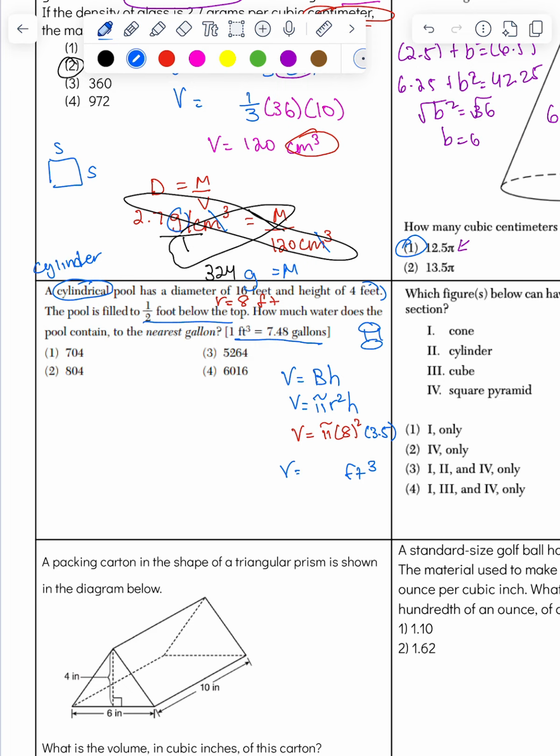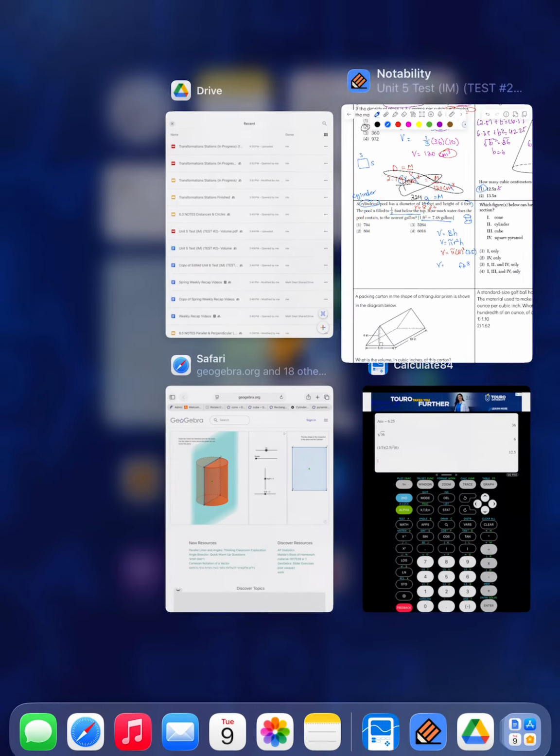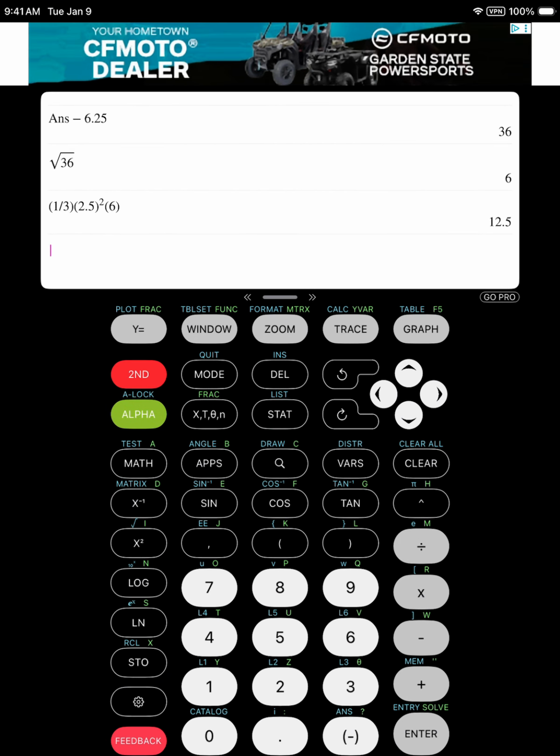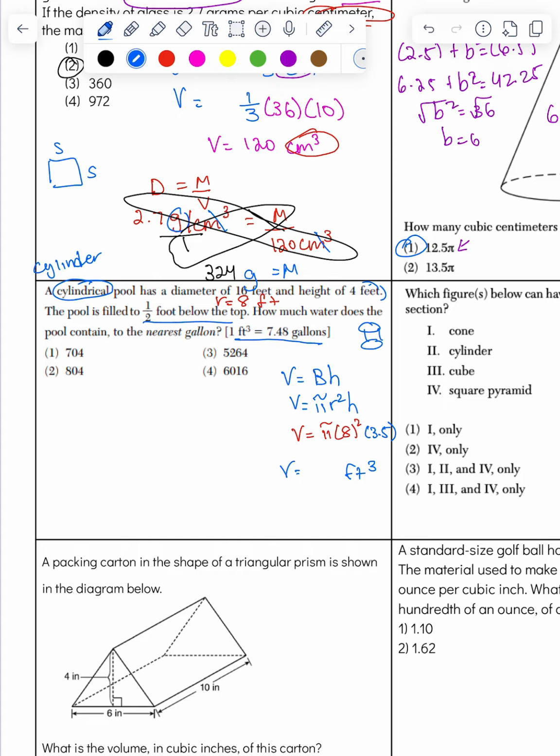So I'm just going to type into my calculator pi times 8 squared times 3.5. And that's about 703.717. And then it gives us the conversion to gallons. So for every cubic foot, there's 7.48 gallons. So you might see that we're going to multiply by 7.48.